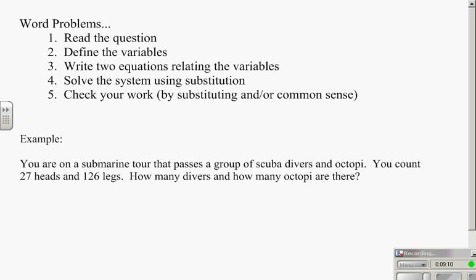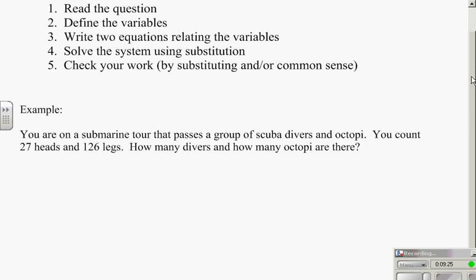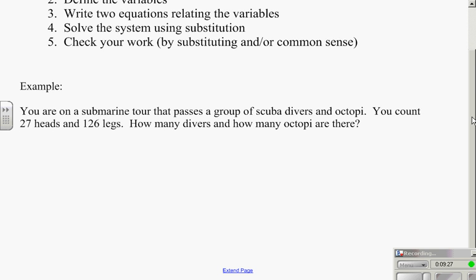Now, I'm sorry, word problems are another part of this. So we're going to read the question, we're going to define the variables, write our two equations, and then solve using substitution and check by using substitution and or common sense. Again, negative answers may not make sense. So we are on a submarine tour that passes a group of scuba divers and octopi. Yes, that is the correct octopi. You count 27 heads and 126 legs. How many divers and how many octopi are there?